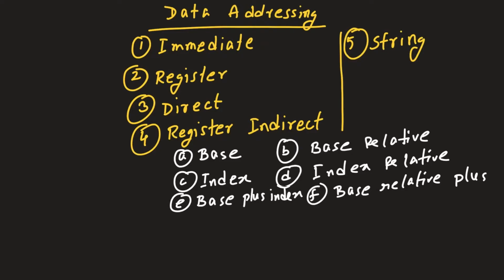The data addressing mode can be broadly divided into 5 categories: immediate addressing mode, register addressing mode, direct addressing mode, register indirect addressing mode, and string addressing mode. Register indirect addressing mode can again be divided into 6 categories: base, base relative, index, index relative, base plus index, and lastly base relative plus index addressing mode. Now let's discuss each of them one by one.